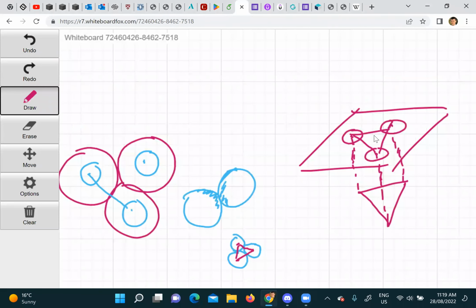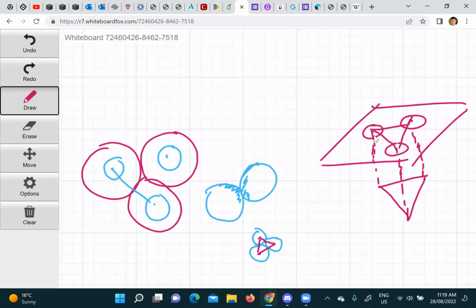Okay, so this is AIME Q10, 2022. You have three spheres that are kind of touching. And what were their radii? 11, 13, and 19.